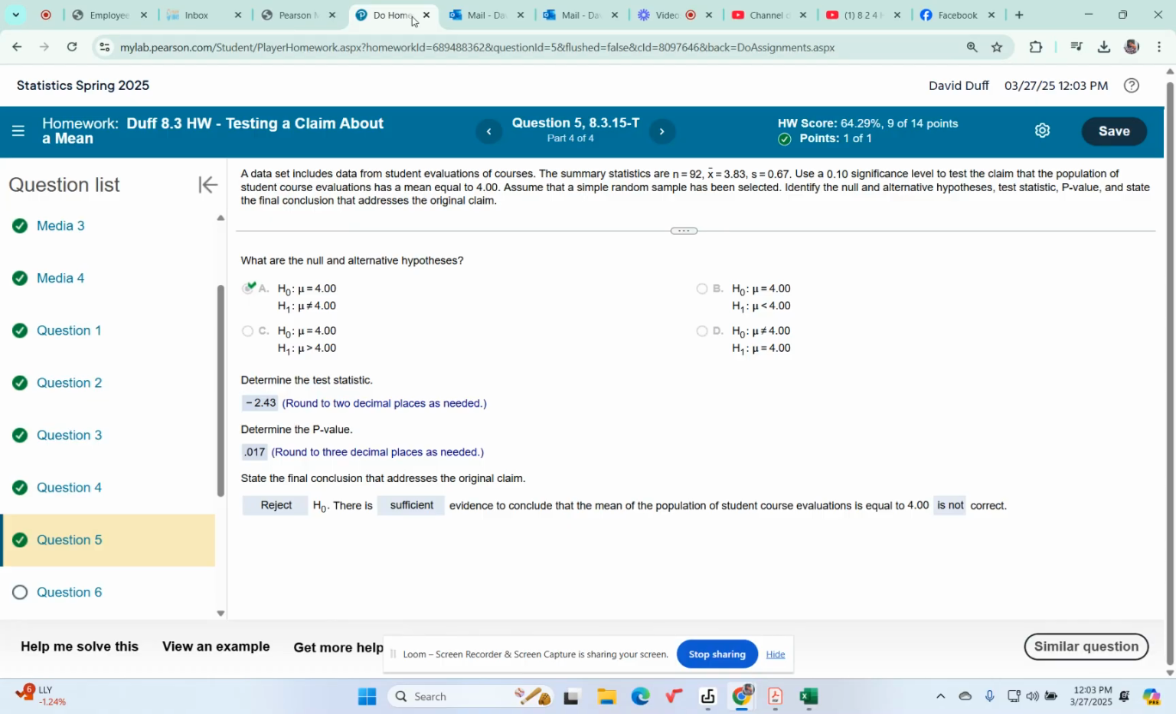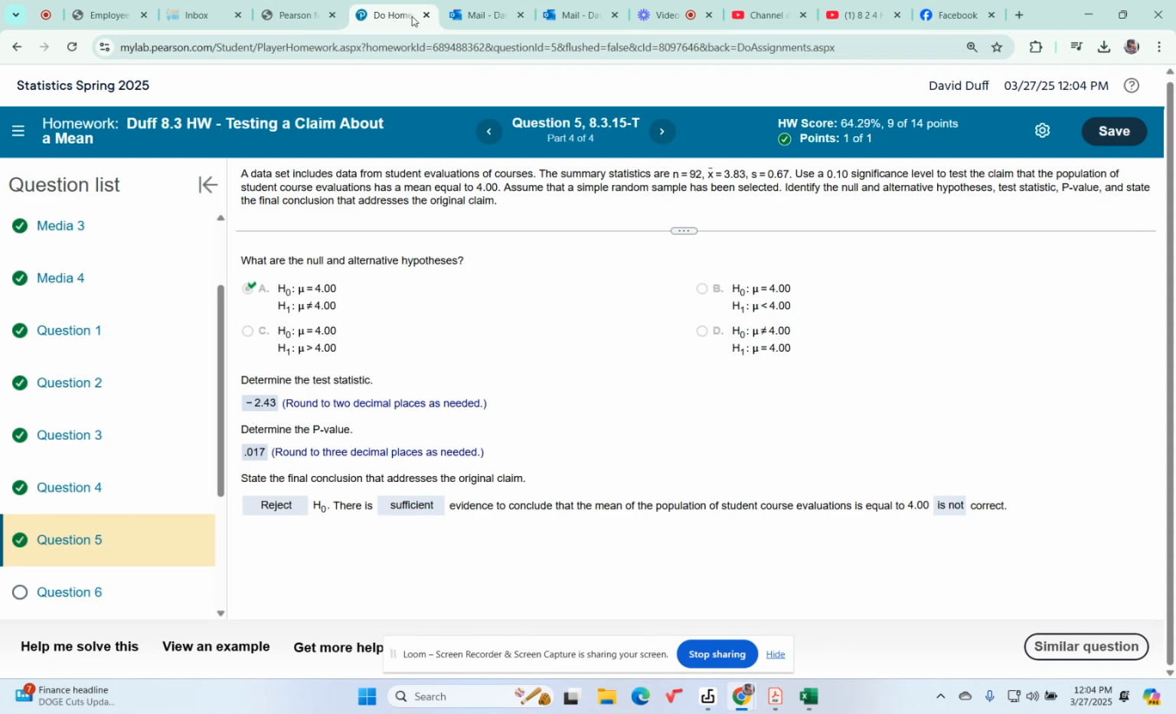Early in the semester, we started talking about discrete versus continuous, right? So that continues to play a role throughout the course of the semester. The binomial is a discrete probability distribution. When we're talking about the mean, so proportions are associated with the binomial. When we're talking about the mean, that's associated with continuous.